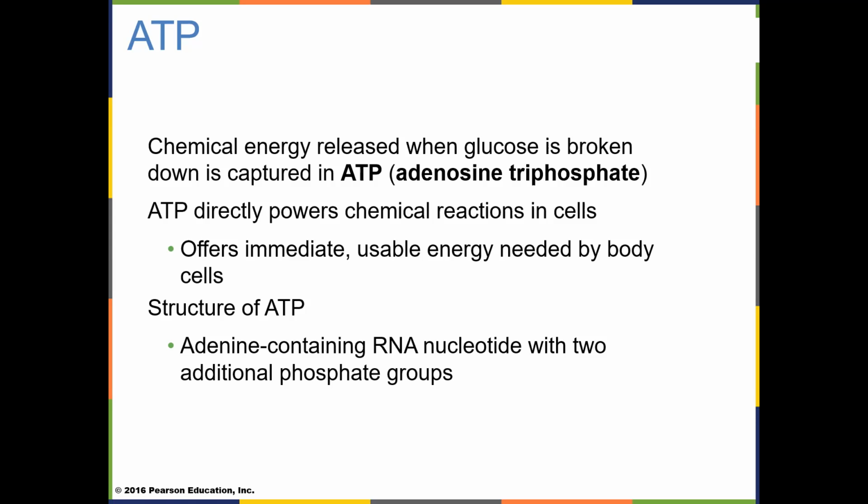Muscle contractions, nerve impulses, pumping substances across a membrane. Anything that requires energy, we get our energy from ATP. So we're taking the energy stored in glucose, transferring it to ATP, and using that to do things. Now, that's the good news. The bad news is that we can't store ATP. In fact, ATP only lasts for about 7 seconds.